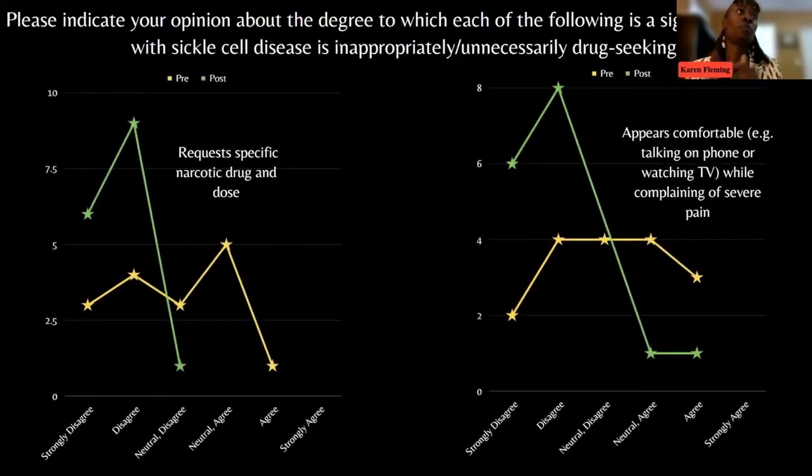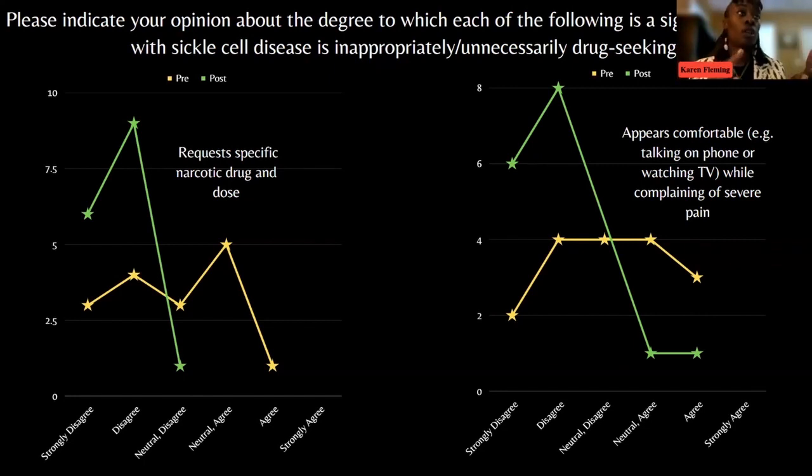Okay, so please indicate your opinion about the degree to which each of the following is a sign that a patient with sickle cell disease is inappropriately or unnecessarily drug seeking. Yes, the question does imply that implicit bias exists, but that is because the implicit bias exists, right? So what we're trying to do is get everybody to strongly disagree with this. You'll see yellow on the left, request a specific narcotic drug or dose, right? So an individual comes to the ER and says they know exactly what dose they need and exactly which name of drug. Wow, I've only been living with sickle cell my entire life, so that's really reasonable. But it could be interpreted as a sign of drug seeking.